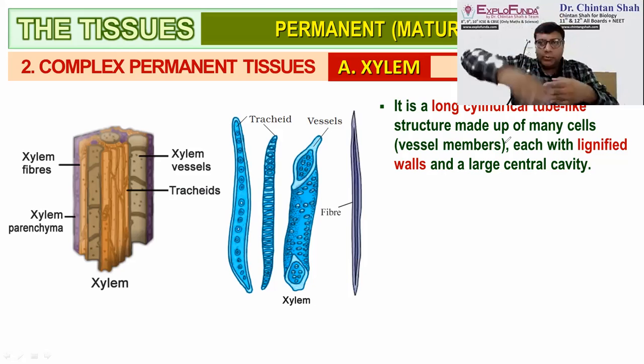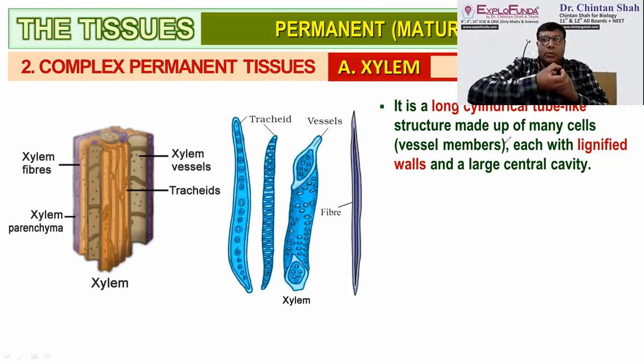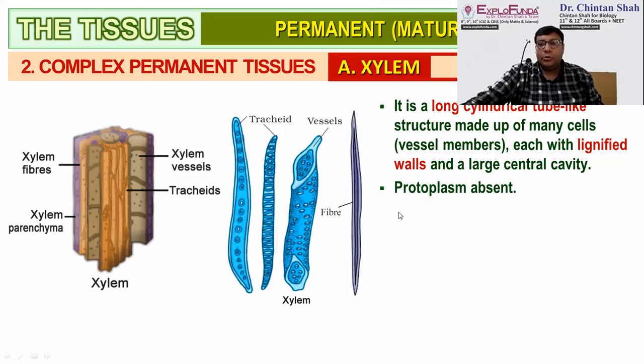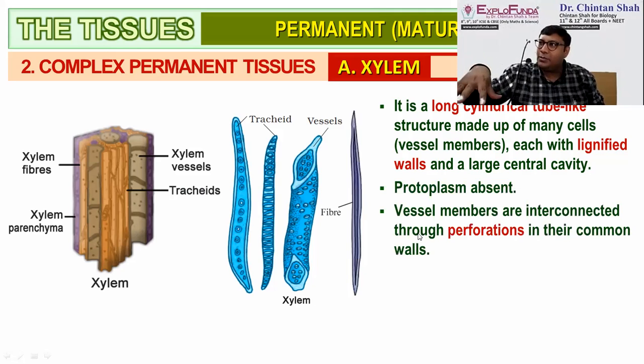That transverse wall will disappear, and it will give rise to a hollow structure, which is a pipe-like continuous one. That pipe-like continuous structure is known as a vessel, each with a lignified wall and a large central cavity. It should have a large central cavity, and only then can it conduct water and minerals. Protoplasm is absent. Whenever lignin deposition is there, the protoplasm is dead or absent.